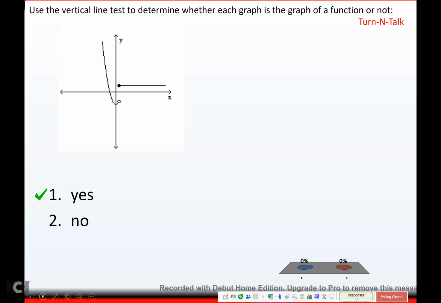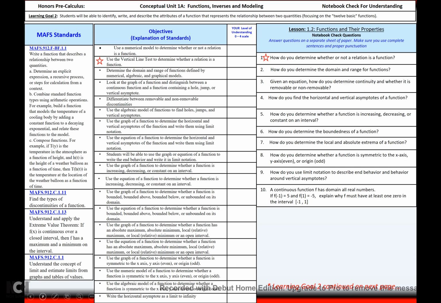Oh, why is it yes? You're going, look, I can hit 2 points with the same line. Yes, you can. But this one is open, which means it doesn't count. So this one line is only really hitting 1 point that's defined by this graph. So yes, this would still be a function.